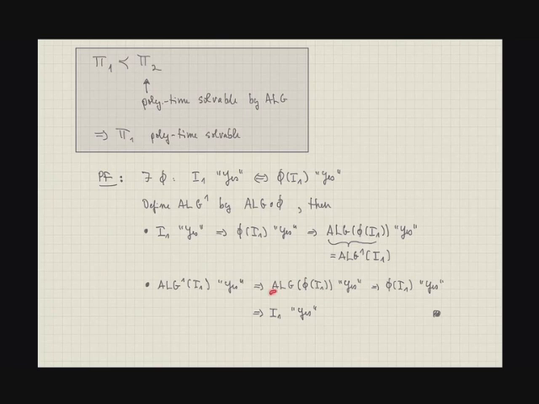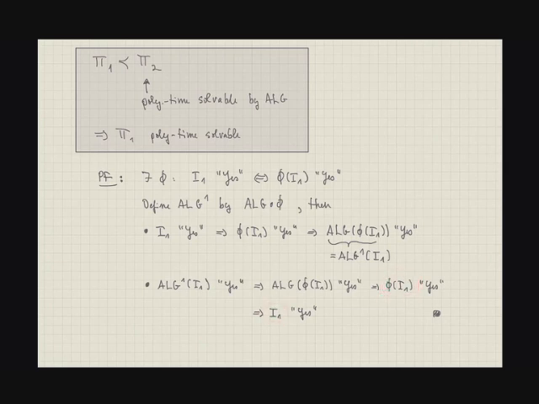This is because ALK was an algorithm that correctly solves problem number 2. So phi of I1 must have been a yes instance, and now we use the other direction. Yes instances are mapped to yes if and only if. So if phi of I1 was a yes instance, then also I1 was a yes instance.